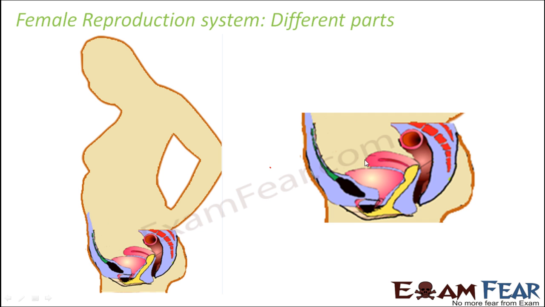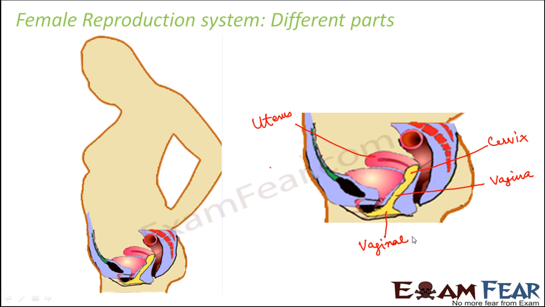The structure you see here represents the uterus. This pink colored structure is the uterus. The terminal or narrow portion of the uterus is the cervix. The cervix lies somewhere here. Below the cervix you have the vaginal part. This is the vagina, the birth canal. This is the vagina, and this opening here is the vaginal opening.